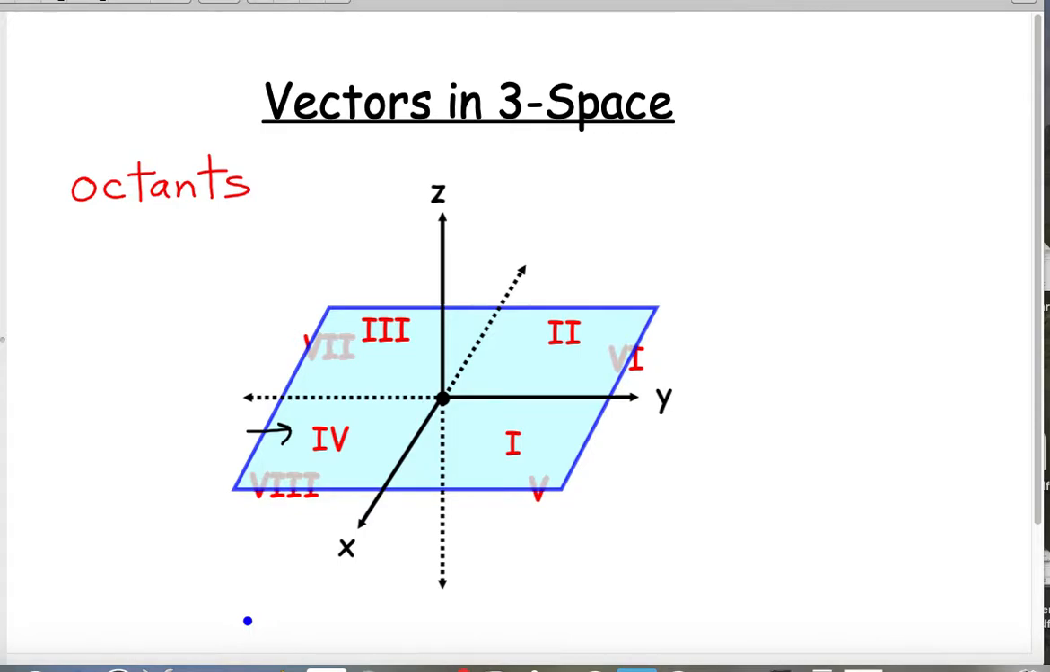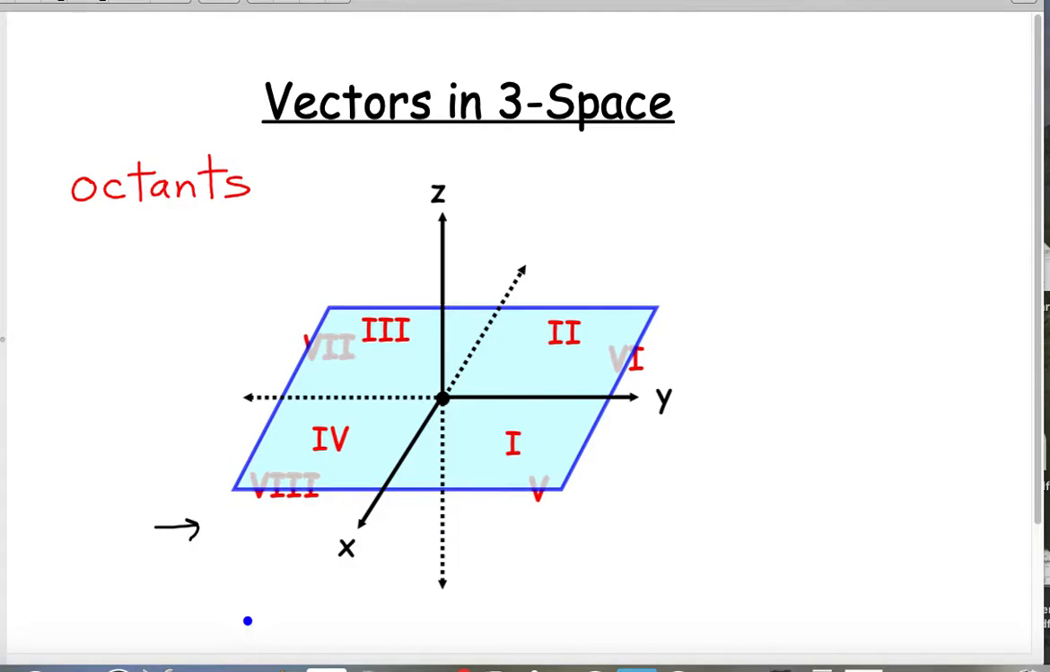And then underneath that xy plane, where z is negative, we have the remaining octants in the same order. So 5 is underneath octant 1, and then 6 to the back right, 7 in the back left, and then 8 in the front underneath 4.